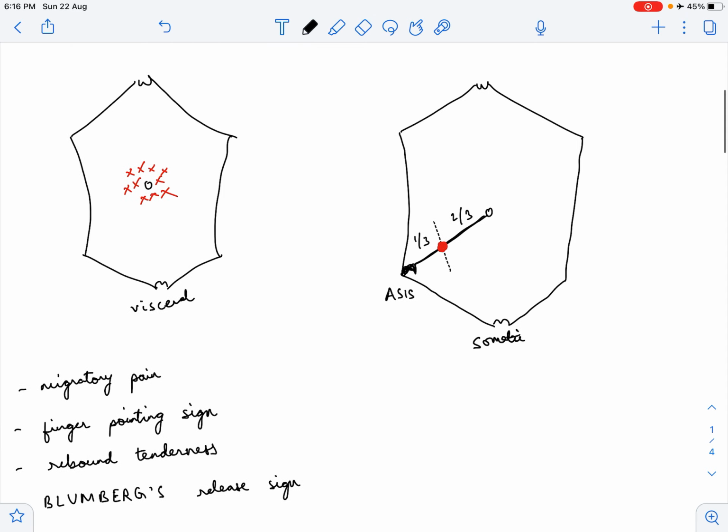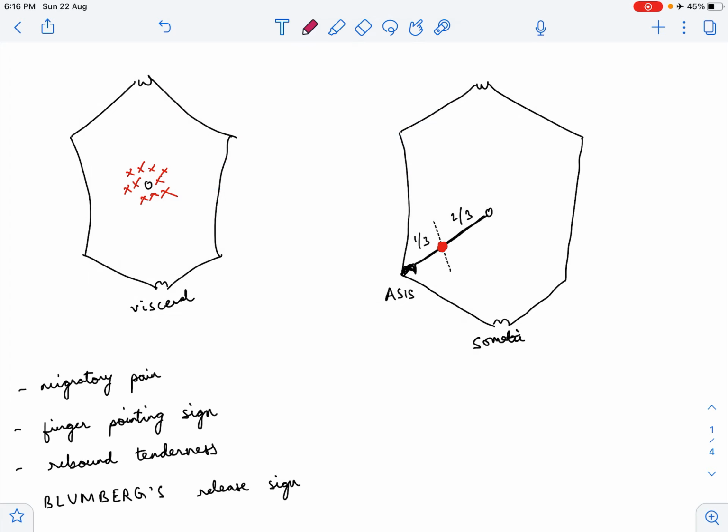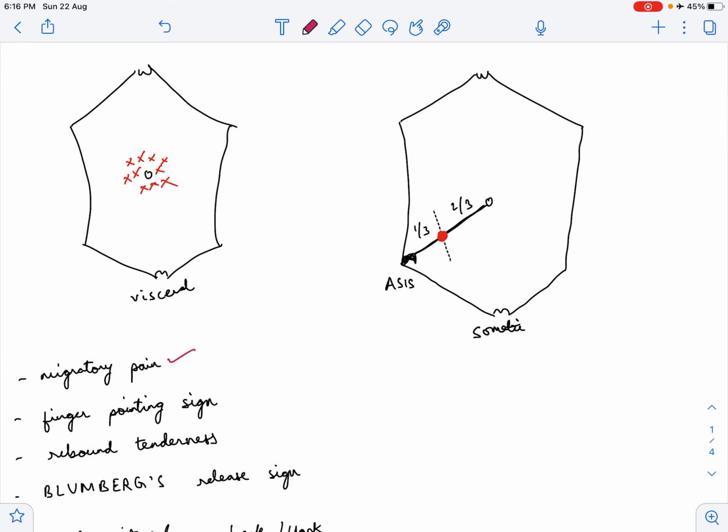The first thing that the patient will tell you is that it is migratory pain, which means initially the patient complains that he had periumbilical pain, which has now migrated to the right lower quadrant in the right iliac fossa region. As it progresses, the patient can pinpoint to a particular position, saying it is paining over here, and the patient usually points to McBurney's point. That is called the finger pointing sign.